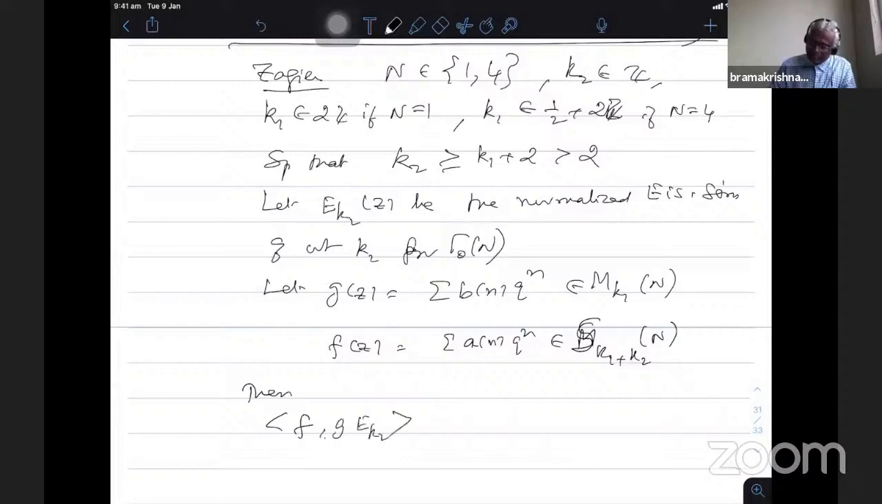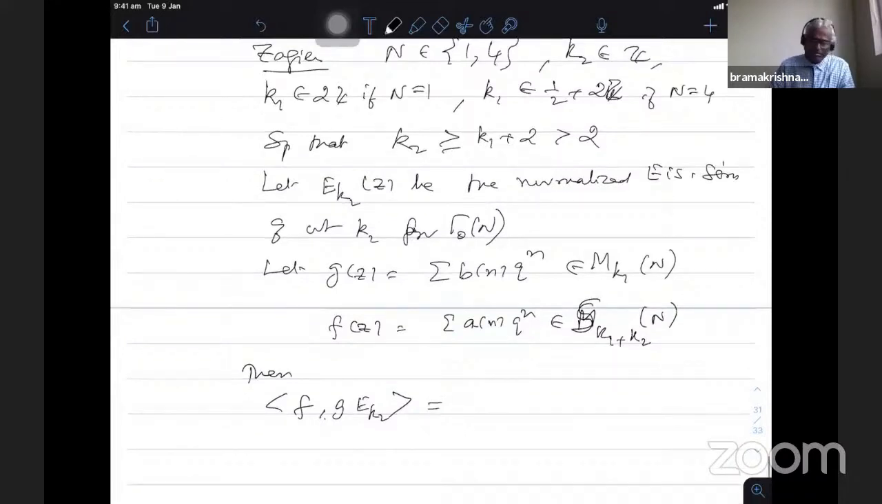So this is modular because the Eisenstein series is a modular form, and this is a cusp form. Both have the same weight k1 plus k2. Then he showed that, up to some gamma factors and constants, it is the Rankin convolution of f and g. That's what Rankin proved. So in a special case it is done by Rankin, and he generalized this.